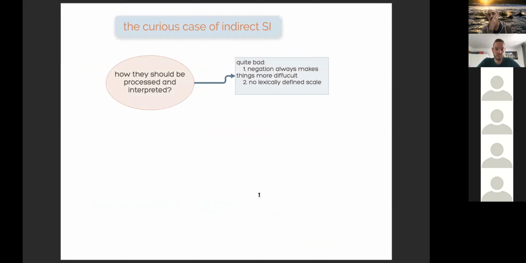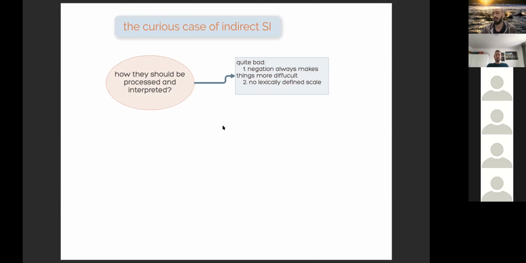Good. So now let's move to this curious case of the indirect scalar implicatures, right? And let's wonder, how should they be processed given what we know about processing in children and processing implicatures? The idea is that they should be quite bad, because first of all, they include negation, and we know negation adds a processing cost. It always makes things more difficult.